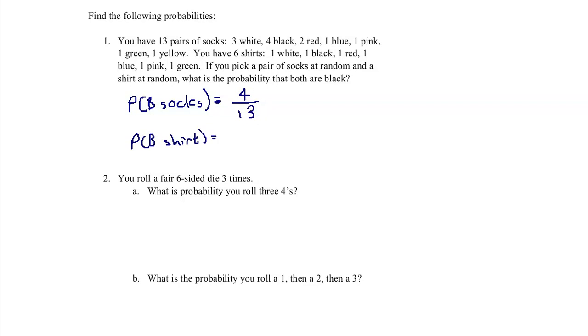How many shirts did we have? We had 6. And how many of them are black? 1. So what's the probability that you get black socks and a black shirt? It's going to be 4/13 times 1/6, which is going to give us a probability of 4 out of, well, what's 13 times 6? 78. And we do not need to reduce fractions when working with probabilities.